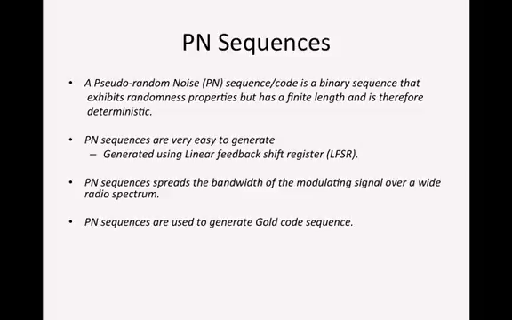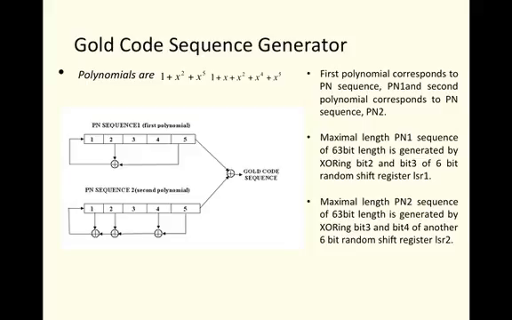PN sequences come into play. A pseudo-random noise sequence, that is a PN sequence or code, is a binary sequence that exhibits randomness properties but has a finite length and is therefore deterministic. PN sequences are very easy to generate. They can be generated using linear feedback shift registers, shortly called LFSRs. PN sequences spread the bandwidth of the modulating signal over a wide radio spectrum. They are usually used to generate the Gold code sequence. Here's a Gold code sequence generator.